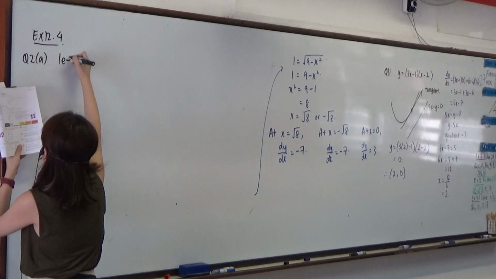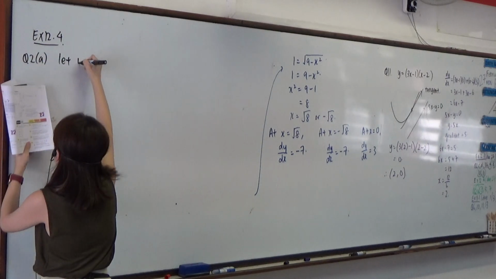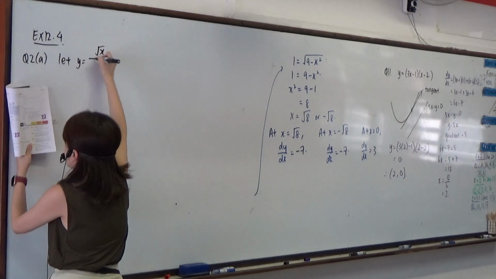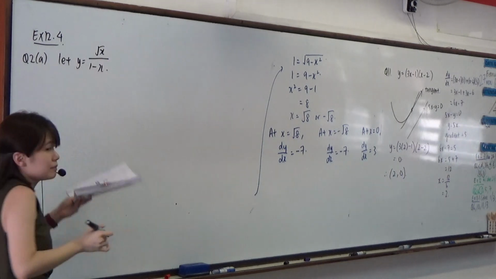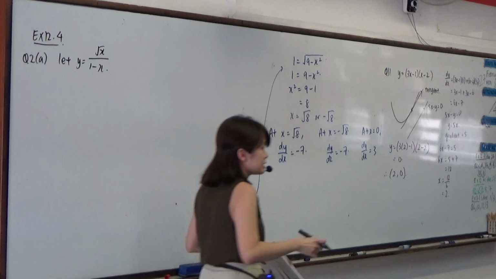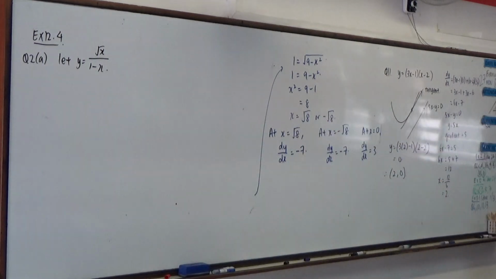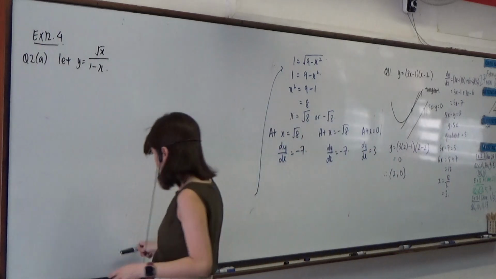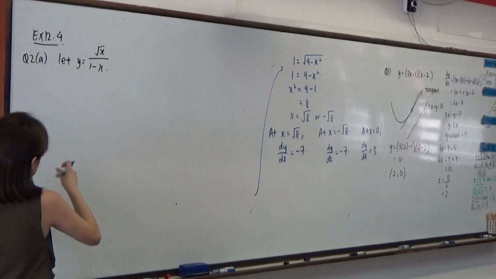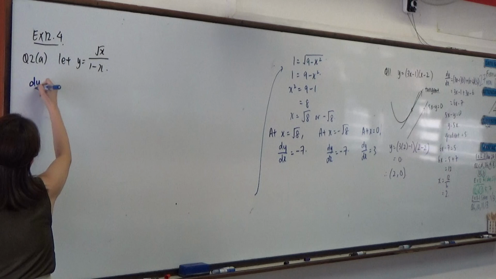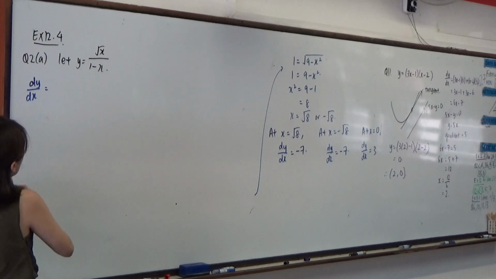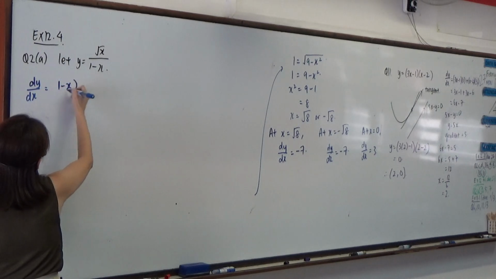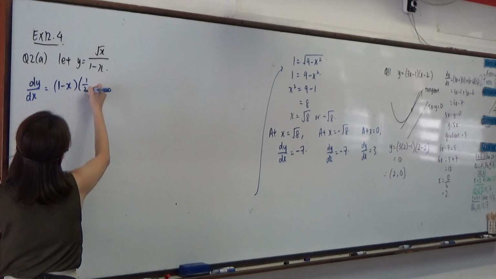I'm guessing that for question 2A and 2C, the reason that you are asking for it is because you're not able to simplify to get the answer he has. So let's give it a try. Let y equals to square root x over 1 minus x. dy over dx using our quotient rule. Keep the bottom, differentiate the top.